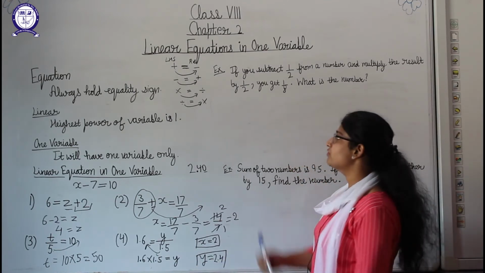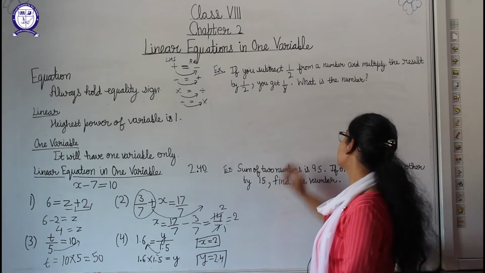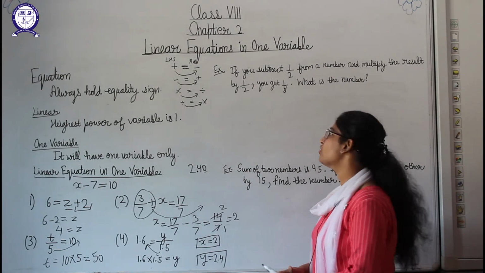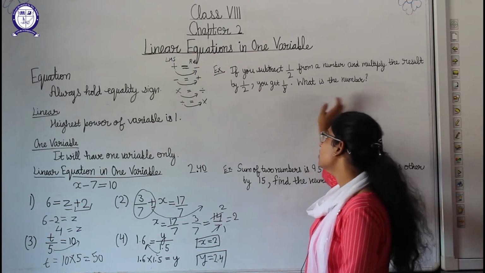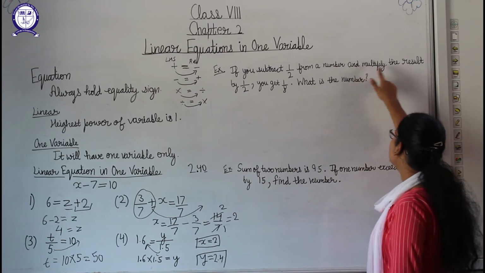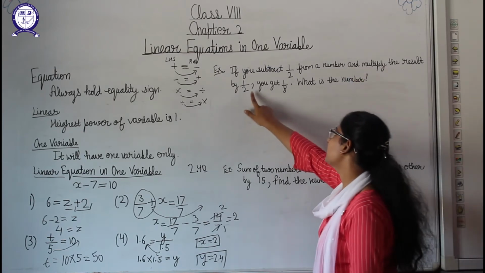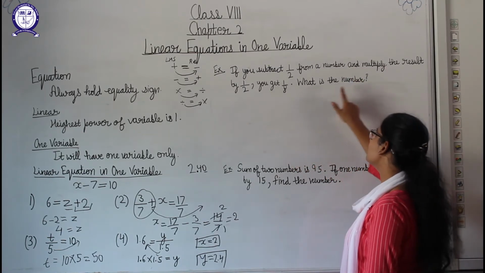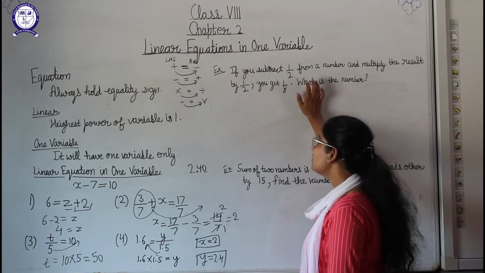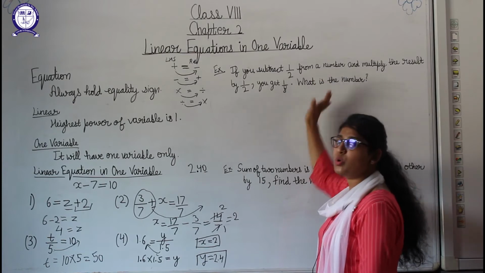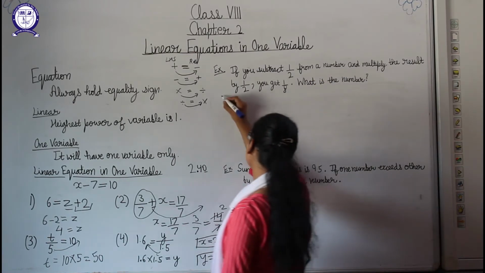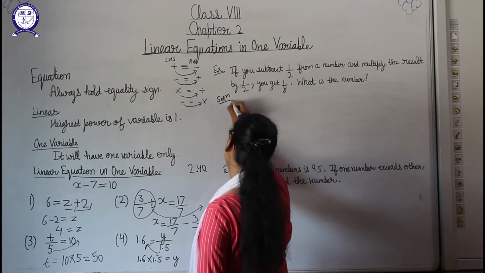Now students, some equation statements are given to us. We have to first make the equation, then we will solve them to get our answer. Okay, so it is given that if you subtract 1 by 2 from a number and multiply the result by 1 by 2, you get 1 by 8. So you have to find out the number. So let that number be x first. You can let the number be any of the variables. So here I am letting it to be x.